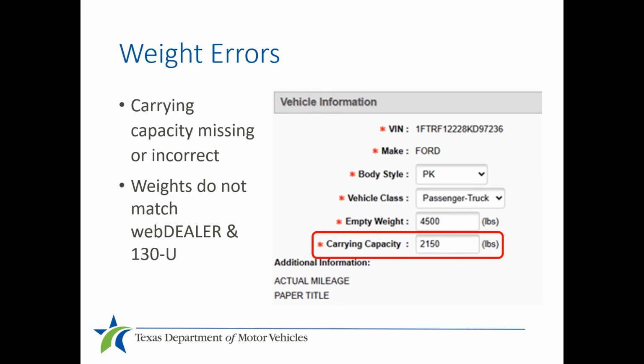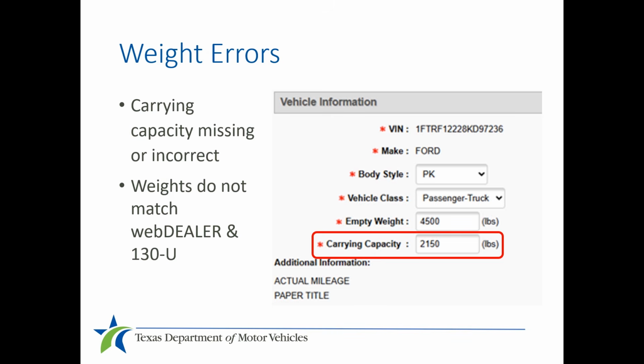Incorrect or missing weight information is a major return reason in this category. Some vehicle types require a carrying capacity or weight information to be entered on both the web application and the 130U application for title. If that information is missing, incorrect, or doesn't match across documents, the transaction may be returned. These types of errors are important because incorrect weight information can lead to improper registration being issued to the customer.